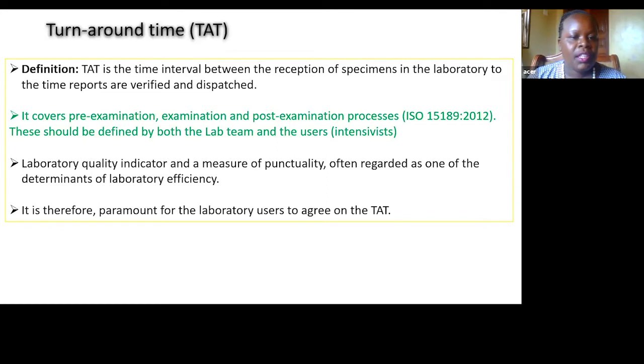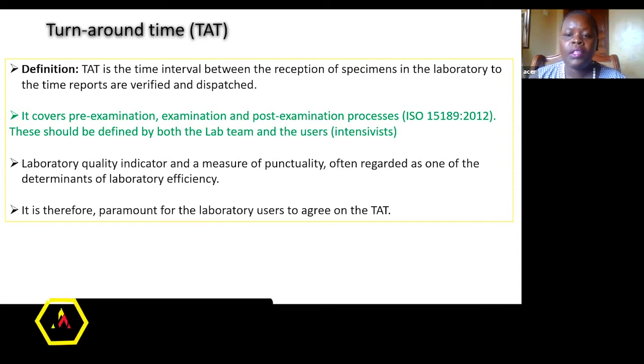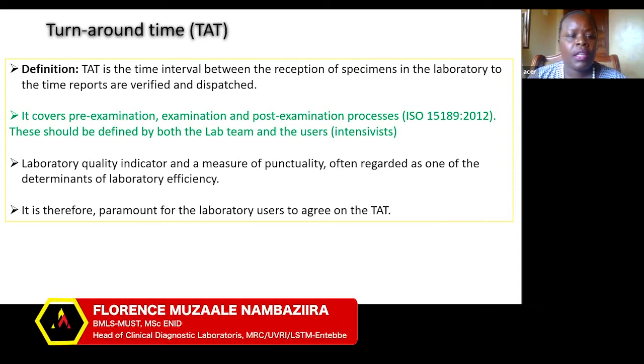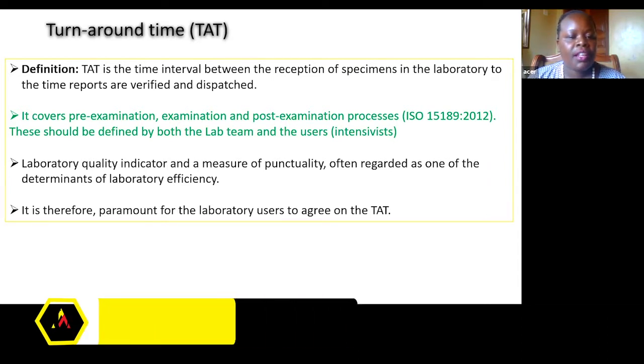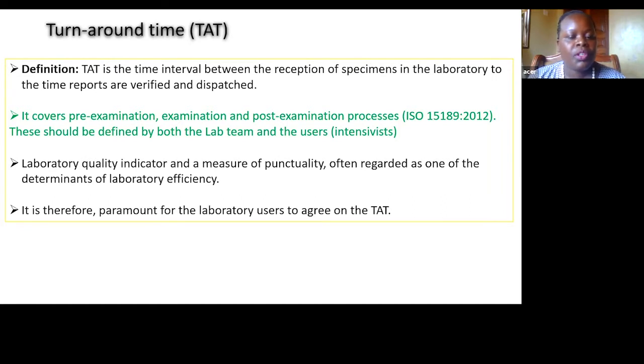For us to proceed with this presentation, we must understand what turnaround time is, because people define it differently. Turnaround time is the time interval between reception of the samples in the laboratory to the time of reports, when the results are verified and dispatched. In most cases, people only consider the examination process when the sample is being analyzed by the machine. They consider that in a CBC machine, it only takes 5 minutes. But it covers a number of processes from pre-examination to examination and then post-examination.